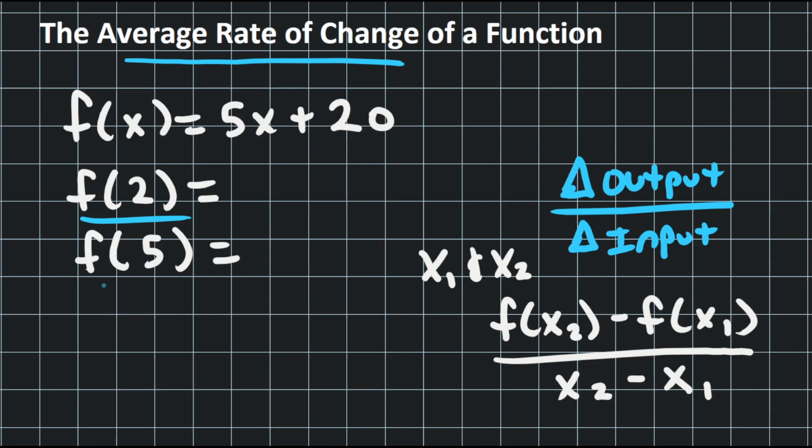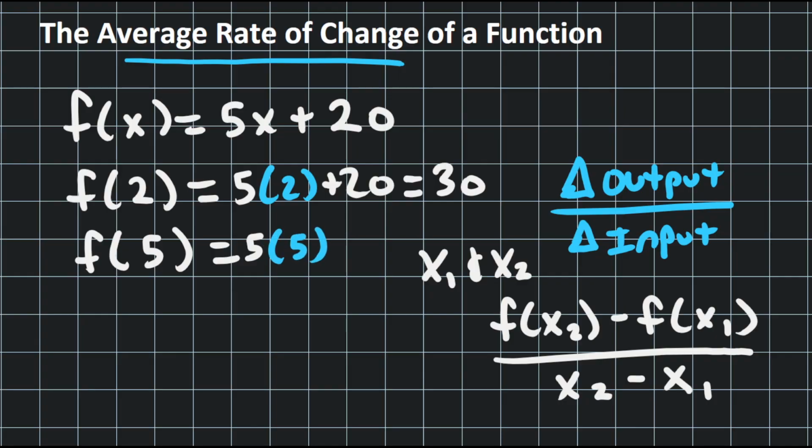Let's first evaluate these functions. Let's find f of 2 and f of 5. So what is f of 2? Well, 5x plus 20 is just 5 times 2 plus 20. Using order of operations, PEMDAS, 5 times 2 is 10, and 10 plus 20 is 30. So 30. And same thing here, this is 5 times 5 plus 20. 5 times 5 is 25, 25 plus 20 is 45.